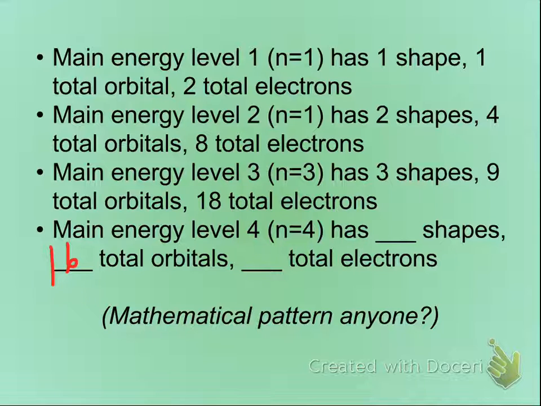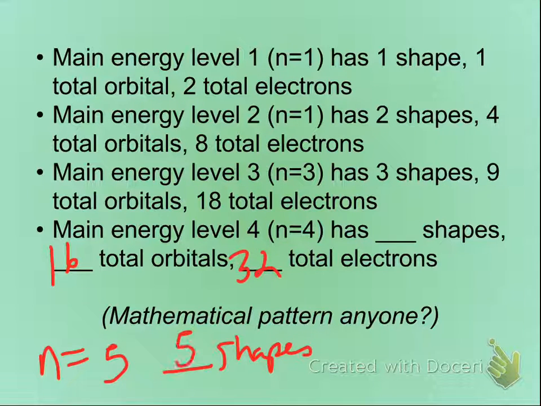How many electrons would that be? If every orbital can hold 2, 32. So for n equals 5, how many shapes? 5. How many orbitals? 25. How many electrons? 50.